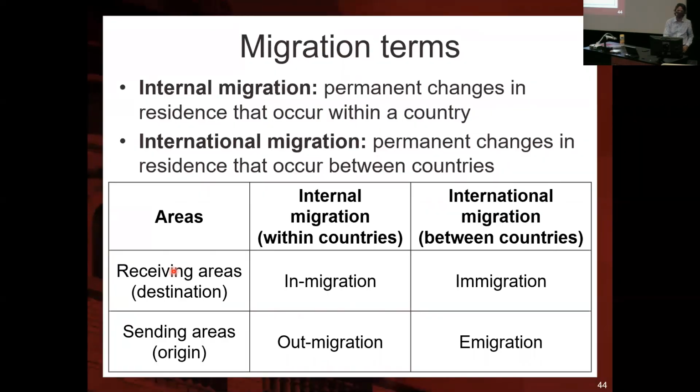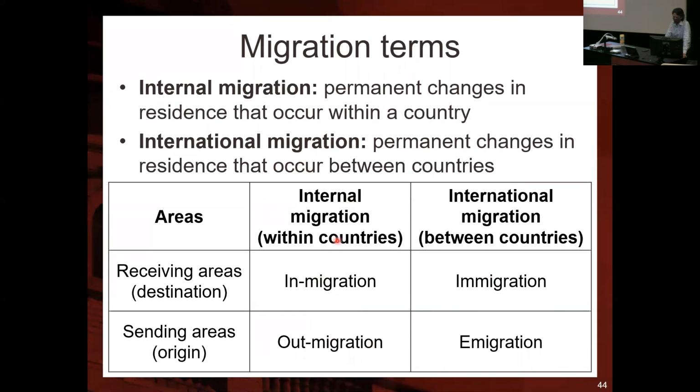And the last two points in this lecture are related to theories to explain internal and international migration. Internal migration is the permanent change in residency that happens within a country, and international migration is the permanent change in residency of people moving from one country to another. It's just good to use the correct terms.